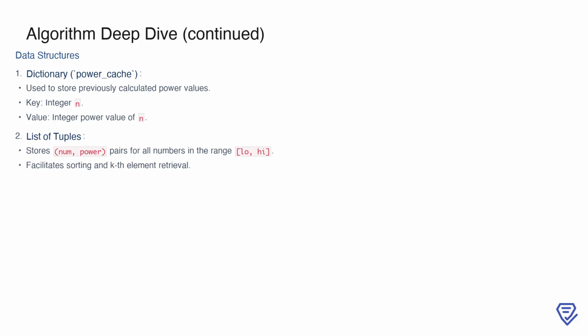The second data structure is a list of tuples, where each tuple contains a number and its power value. This list is used to store the results for all numbers in the range [low, high]. Once populated, it facilitates both the sorting step and the retrieval of the kth smallest number. These data structures ensure that the algorithm is both time and space efficient while remaining easy to implement and maintain.